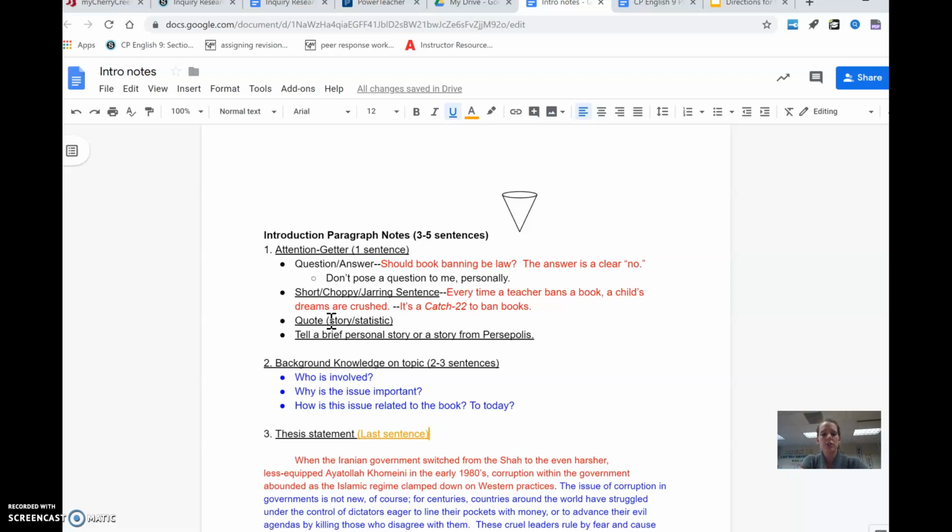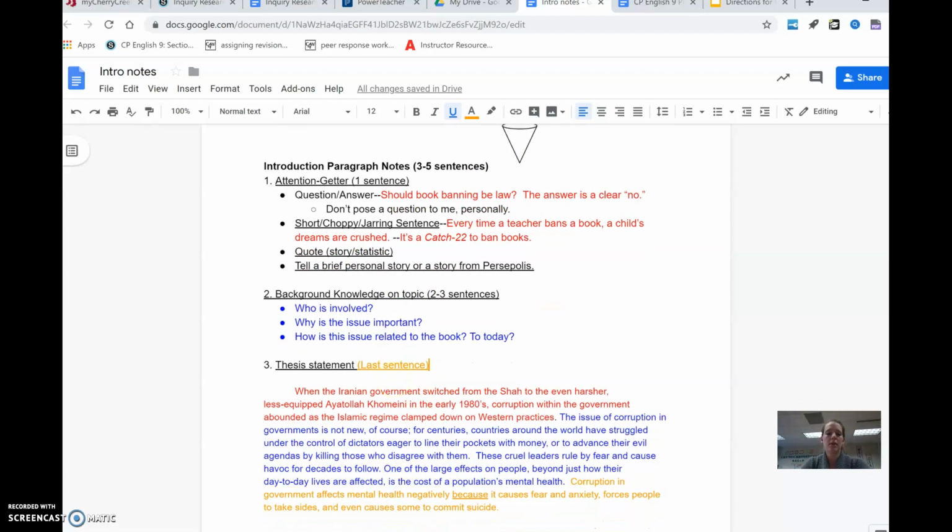Then you're going to go into 2 to 3 sentences of background information on your topic, and this is where you start to whittle it down to your thesis. So who's involved in your topic? Why is the issue important? How is the issue related to the book or to today? What background knowledge does a reader need to know about your question or your topic?